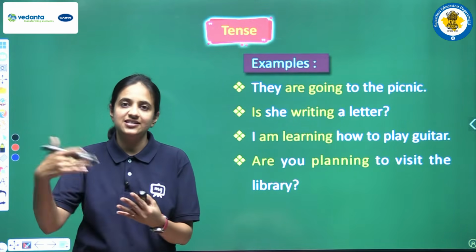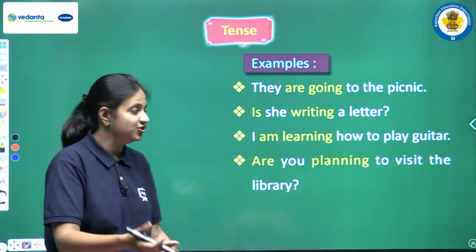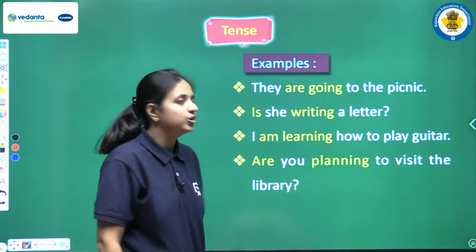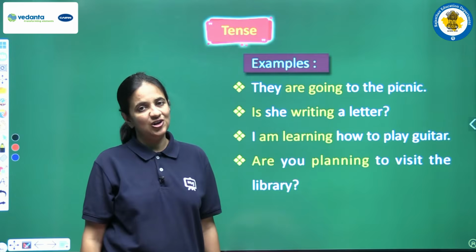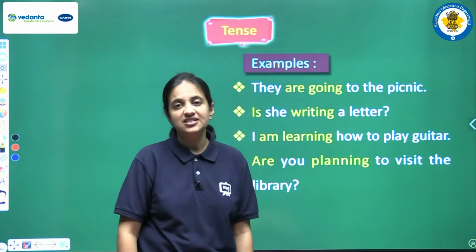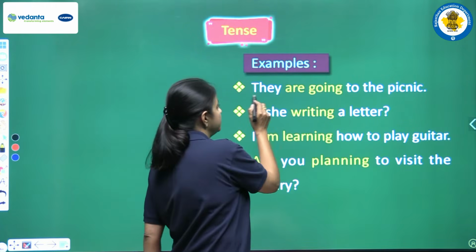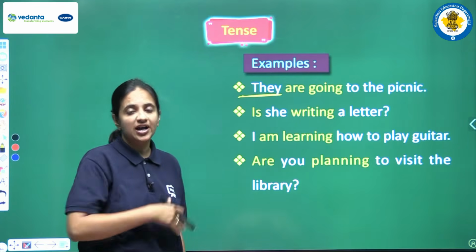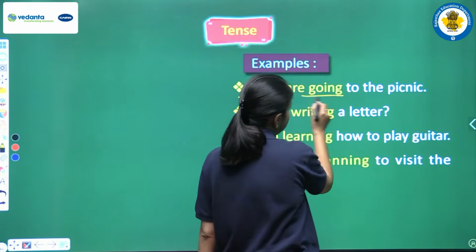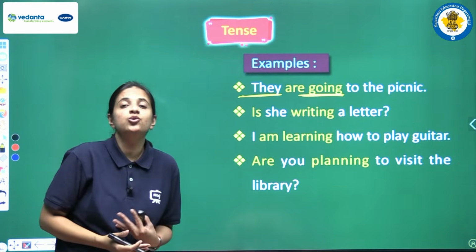So now next let's see some examples of how we have to use the helping verbs, that is are and am, and how we have to use the main verb, that is first form plus ing. The first sentence here is they are going to the picnic. We all know that in this tense we have three different helping verbs, and they are used according to the subject. So in this sentence, what is our subject? They. How can we say that they is the subject? Because we have the main verb, that is going, and who is going?